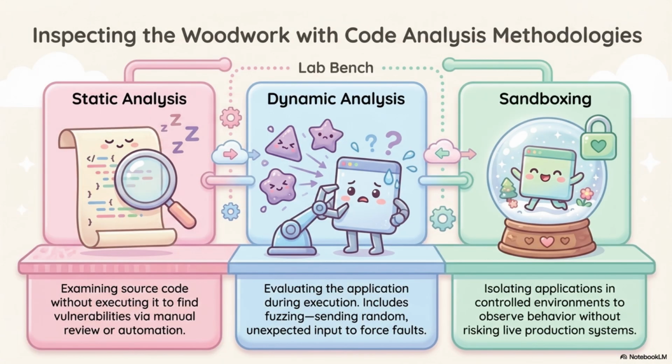Testing and reviewing code are critical quality control measures. Static code analysis examines source code without executing it, identifying potential vulnerabilities through manual review or automated tools. Dynamic code analysis evaluates the application during execution, often using fuzzing techniques that send random or unexpected input. Sandboxing isolates applications in controlled environments to observe behavior without risking production systems.